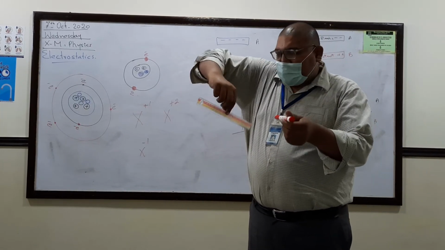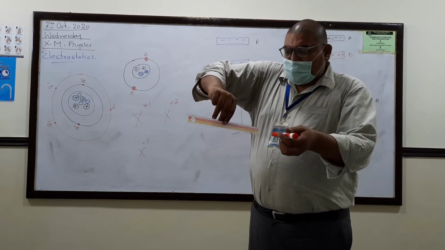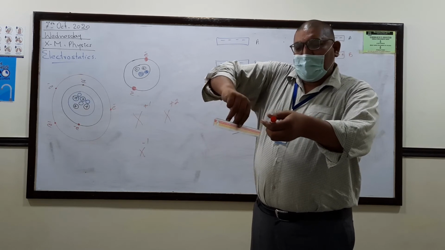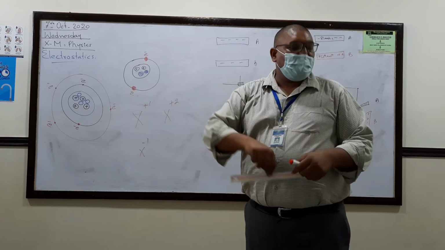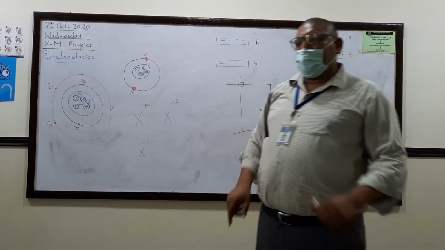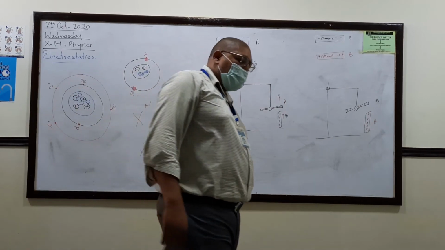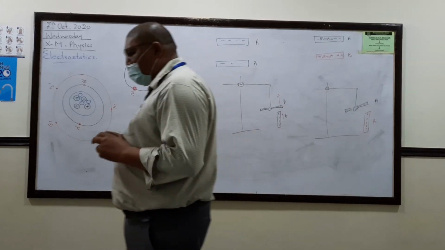When you bring it near, it's hanging with a thread. They both attract. So this rod will start moving towards it. It will start attracting towards the rod B. Okay? It will twist, but it will twist towards rod B.